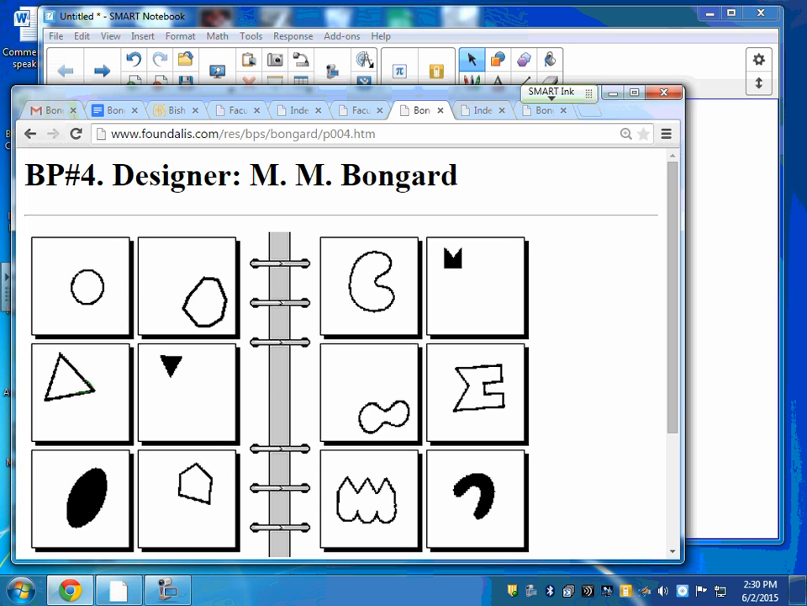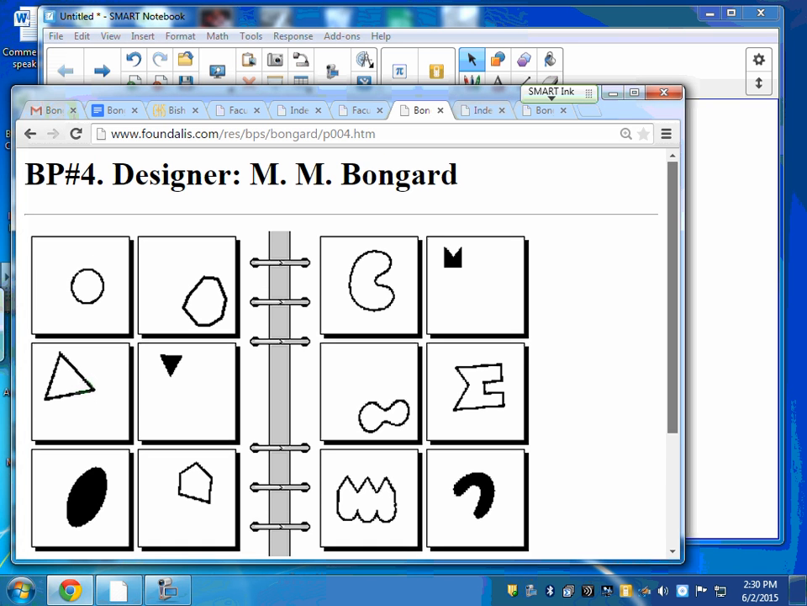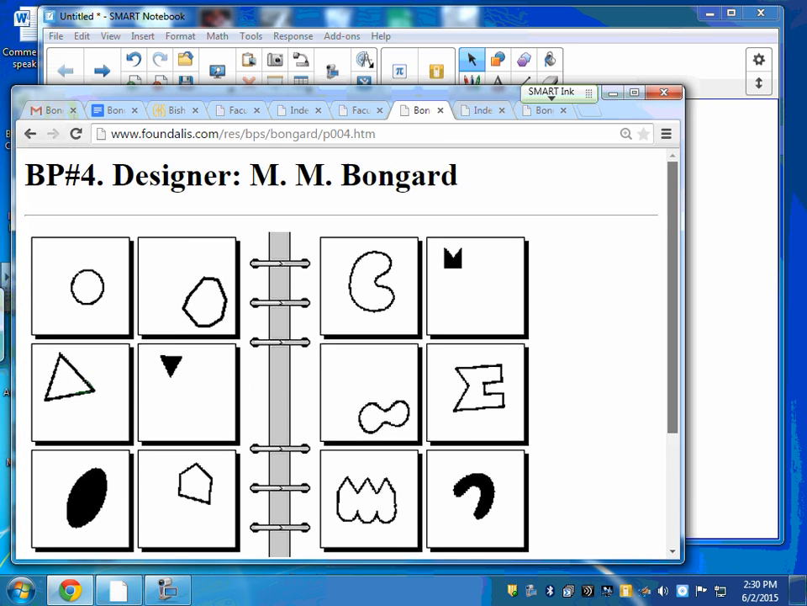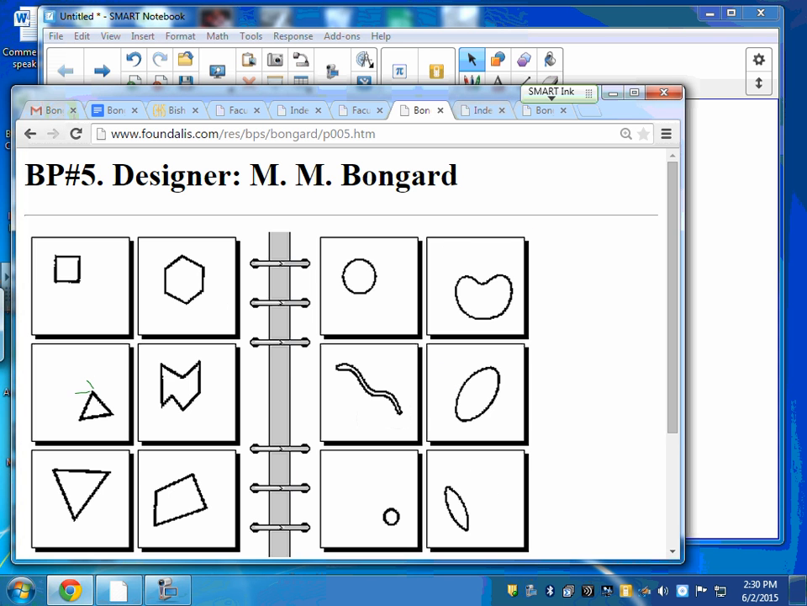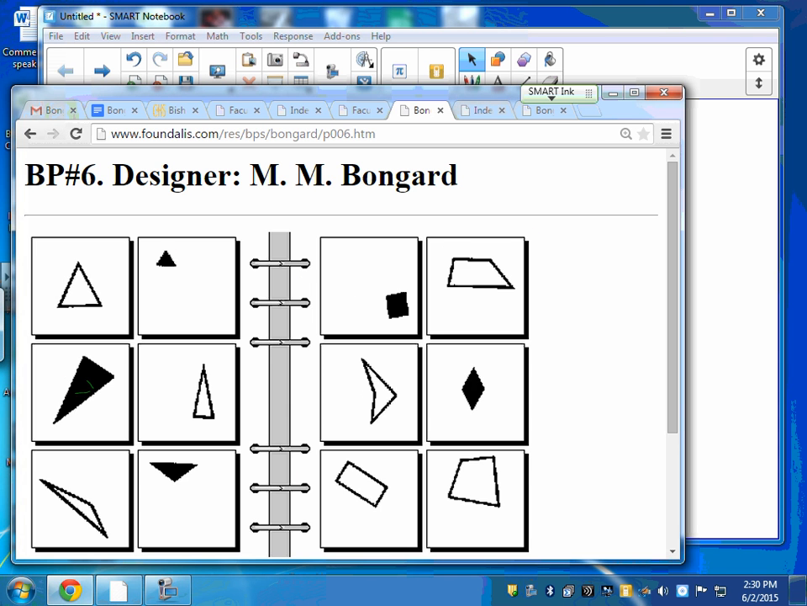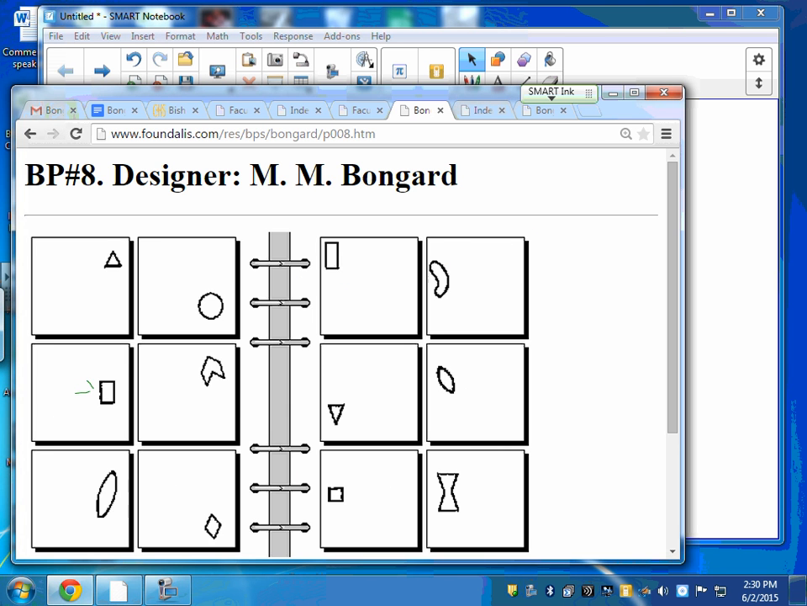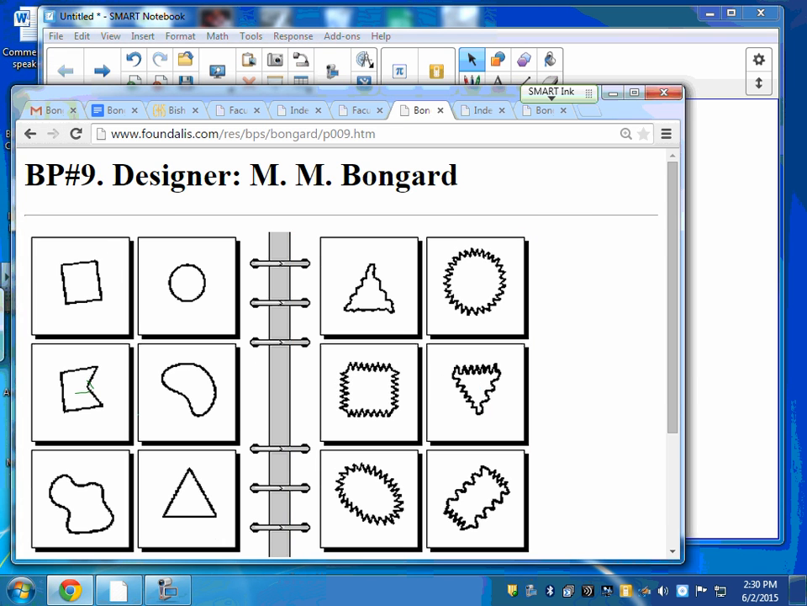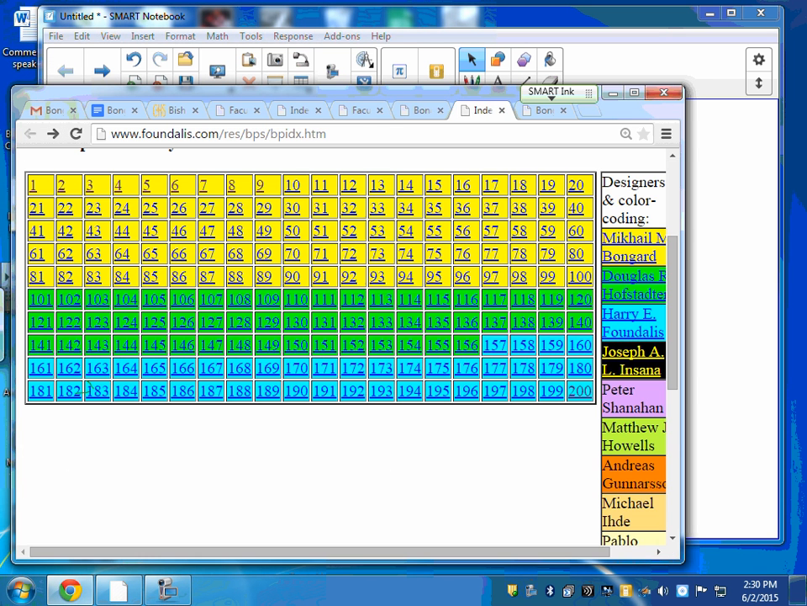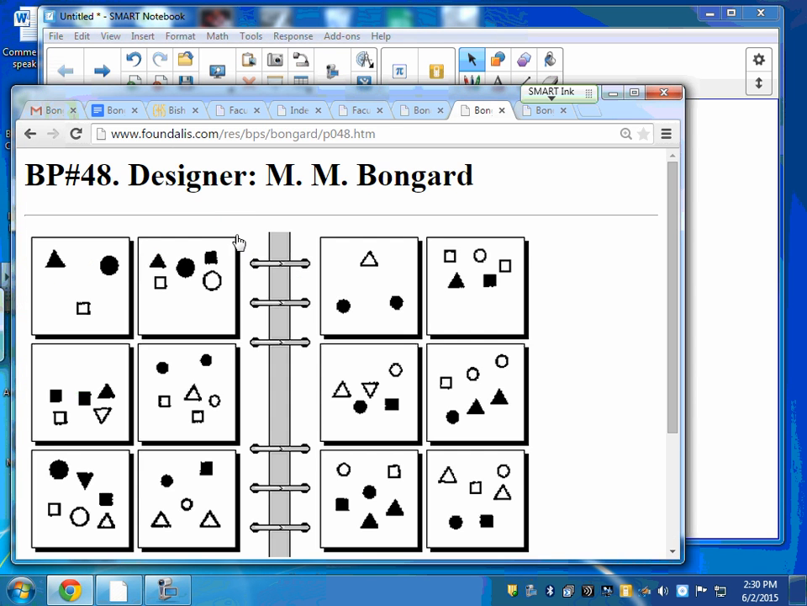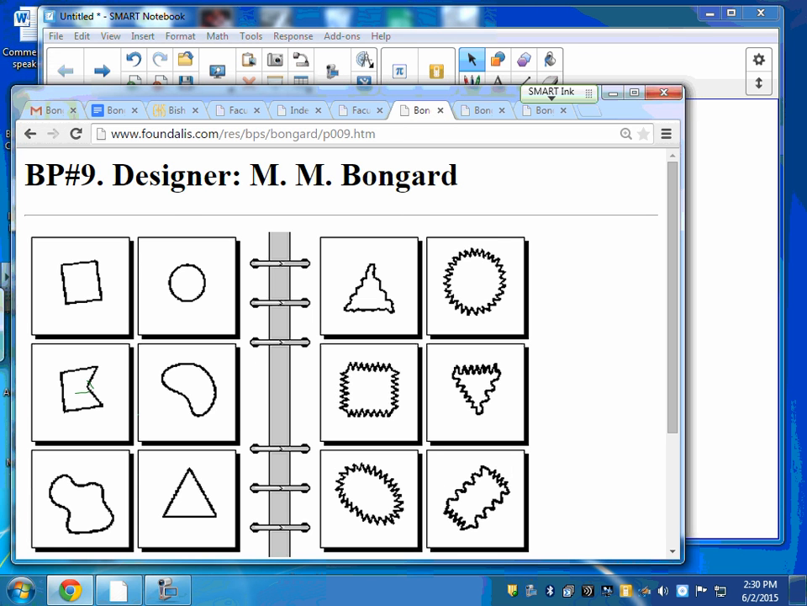Okay, so now here's your task. You're going to go and continue to work these problems. I would suggest doing them in order. This is number 4, so there's number 5, number 6, number 7, and so forth. Okay, so you're going to go all the way through. If you want to jump around, you can go to the index. You know, here's problem 48. You go, golly gee whiz, maybe I don't want to try that one yet. Here's the index. Where's my index?